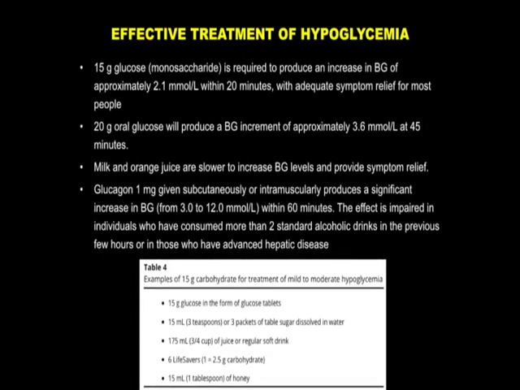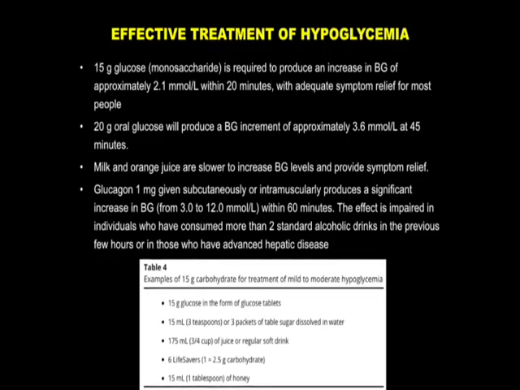15 grams of glucose is required to produce an increase of about 2 millimoles per liter in about 20 minutes. Examples of 15 grams of glucose or carbohydrate include glucose tablets, 3 teaspoons of sugar in water, 3/4 of a cup of juice, 6 lifesavers, or 1 tablespoon of honey. 20 grams of glucose would increase your blood glucose by about 3.6 over 45 minutes. Milk and juice are slower to increase blood glucose as opposed to actual sugar tablets.